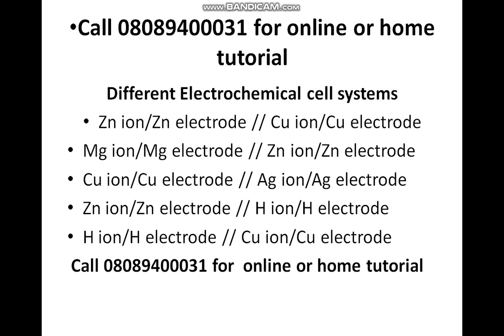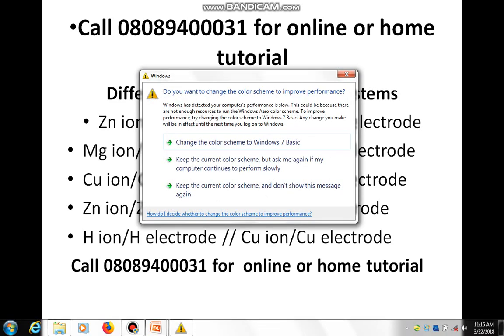Each electrochemical cell system consists of 2 separate half cells, and these half cells are separated by a double stroke, which represents the salt bridge. On the left side of the double stroke is the anode, and on the right side is the cathode. For our discussion, we are looking at the first system, consisting of zinc ion zinc electrode coupled with copper ion copper electrode.